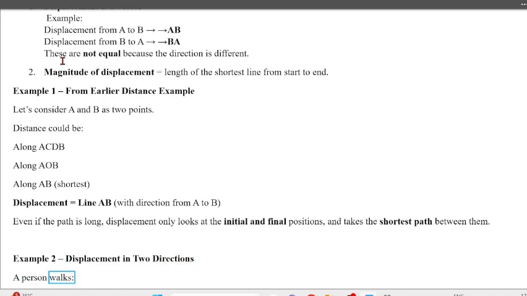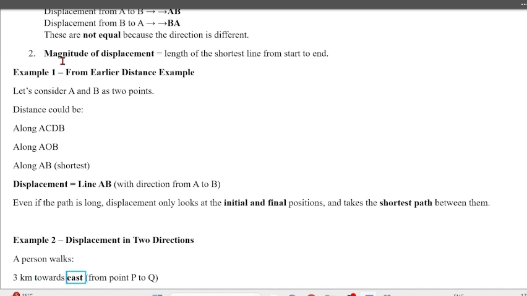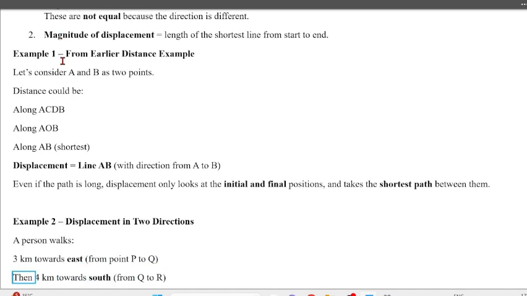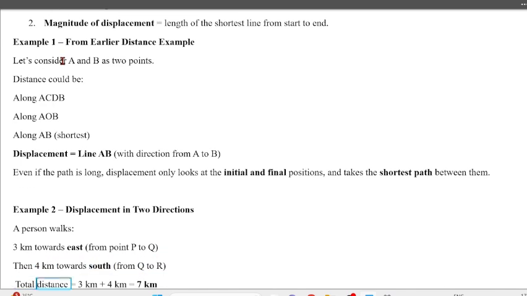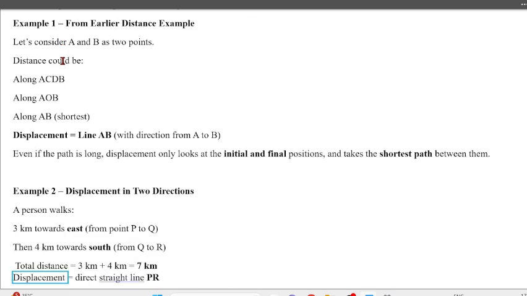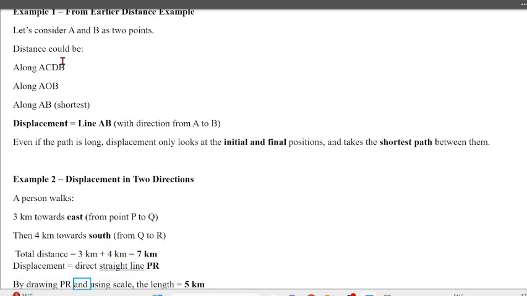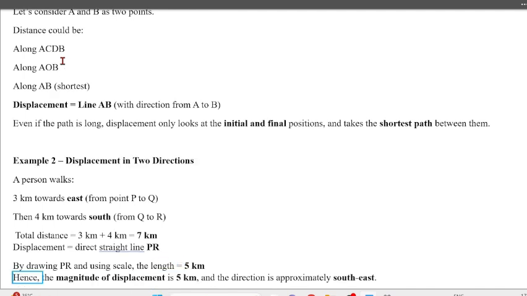Example 2: displacement in two directions. A person walks 3 kilometers towards east from point P to Q, then 4 kilometers towards south from Q to R. Total distance is equal to 3 kilometers plus 4 kilometers, which is 7 kilometers. Displacement is the direct straight line PR. By drawing PR and using scale, the length is 5 kilometers. Hence, the magnitude of displacement is 5 kilometers, and the direction is approximately southeast.